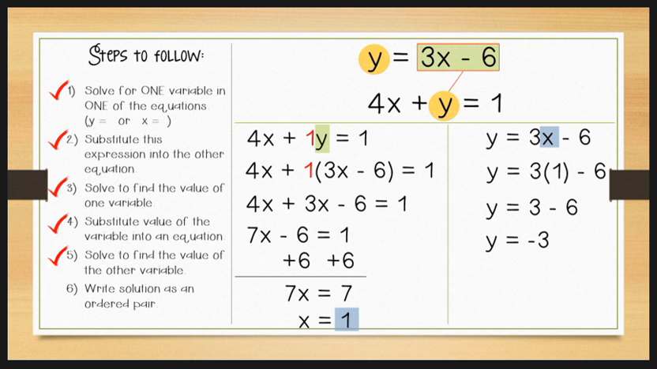So now we have solved to find the value of the other variable. We have our value of 1 for x and our value of negative 3 for y. Then we would write our solution as an ordered pair, with our x value written first and our y value last. So the ordered pair is 1, negative 3. And like I said earlier, it is always a good habit to double check your solution to make sure it really is a solution to the system.